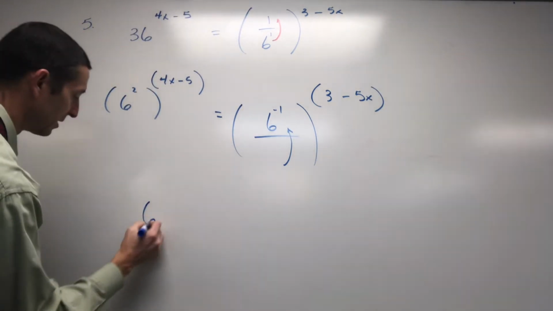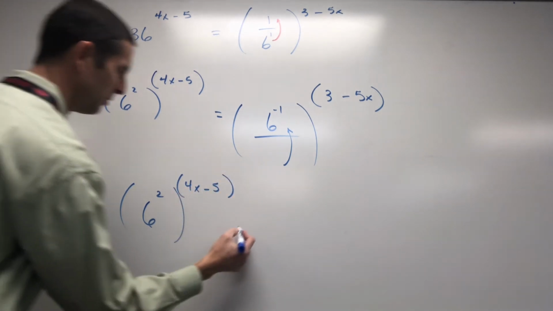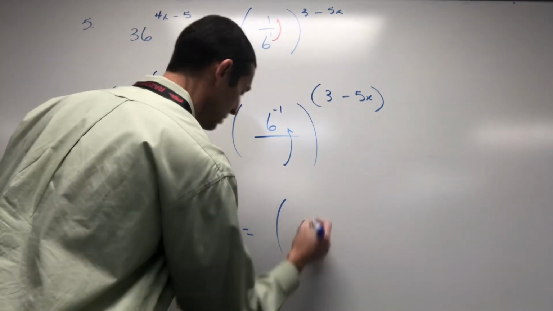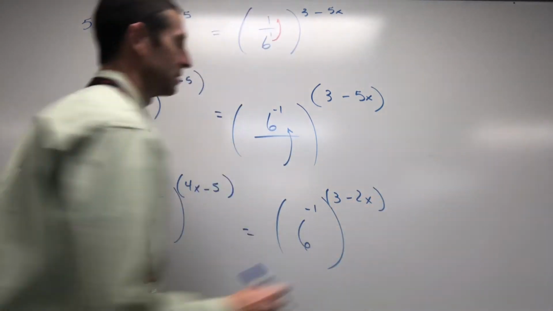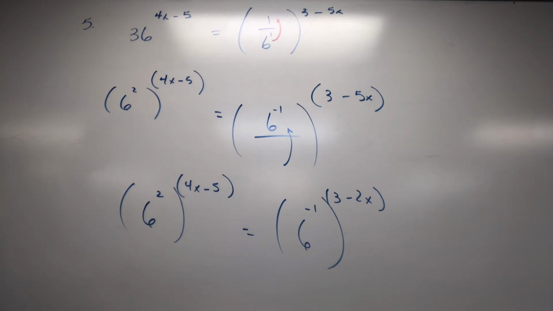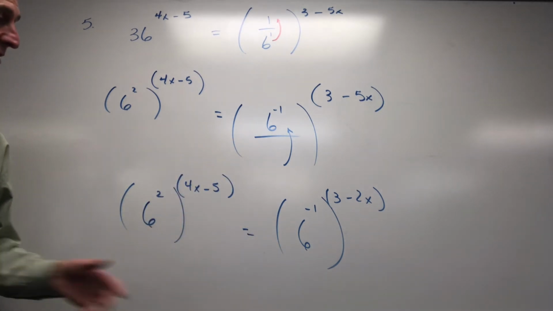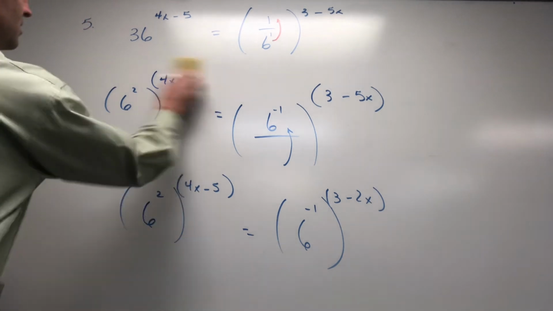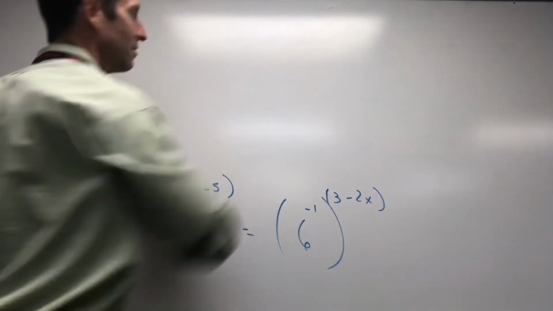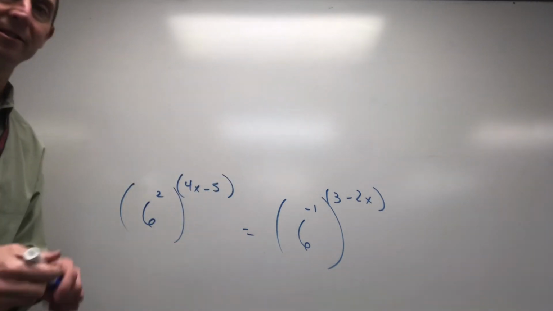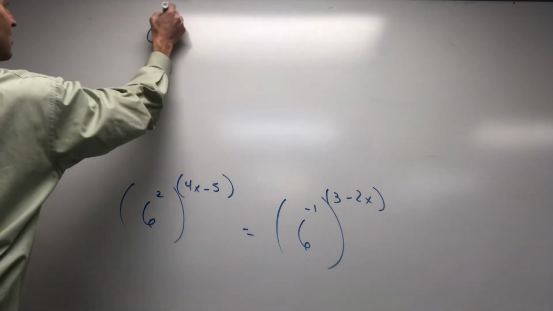So let's look at it. You've got 6 to the second power times 4x minus 5. Now you have 6 to the negative 1 power, so it's 3 minus 2x. Now we're in business because we've got a 6 here and a 6 there. We've got almost exactly the same stuff. So we're achieving our goal of getting our two bases the same. So once our bases are the same, we're in business.